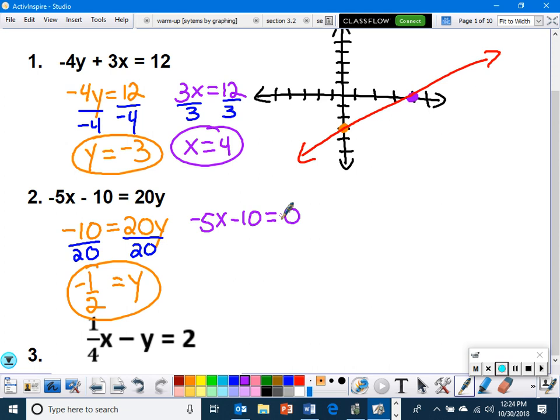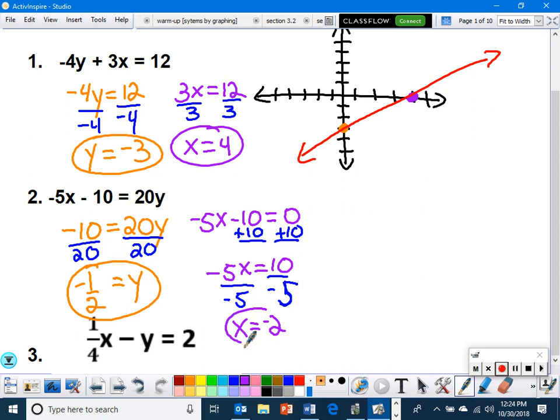Now, this is one of the cases where you got to do a little bit of solving. You got to take 2 steps. So we're going to add 10, and then we're going to divide by negative 5. Sorry, I wrote the wrong number. Negative 5. All right, so now we find the x-intercept is negative 2.